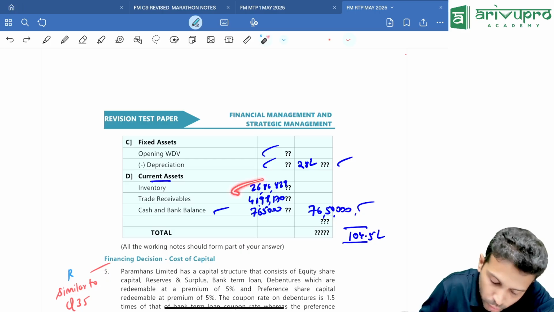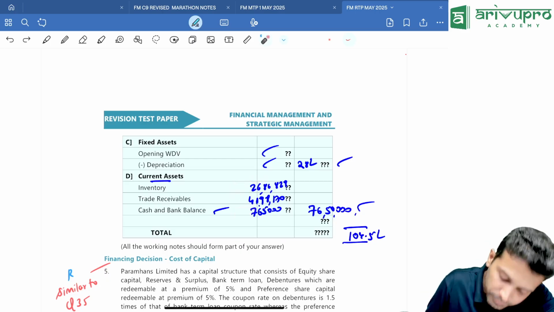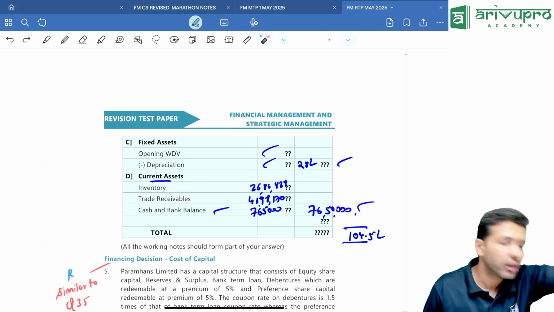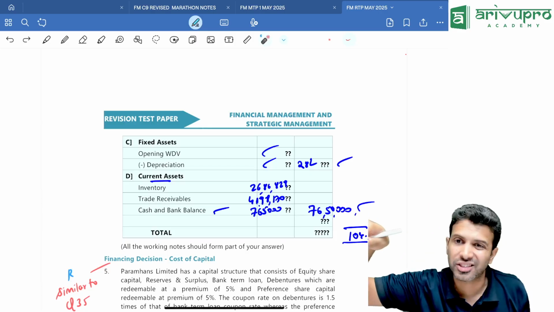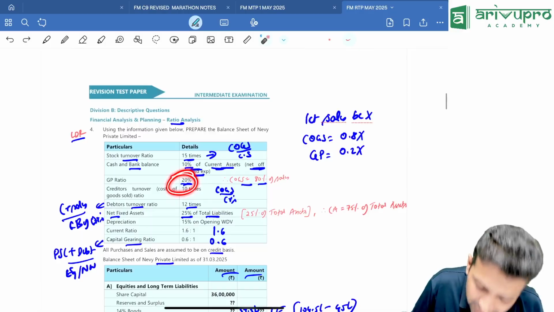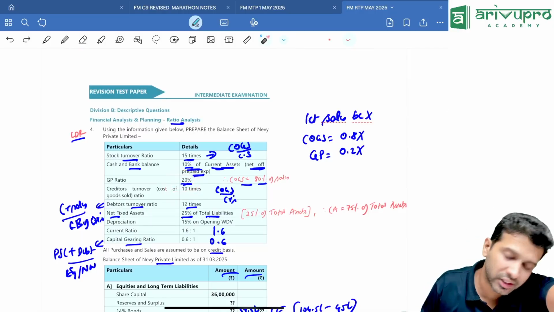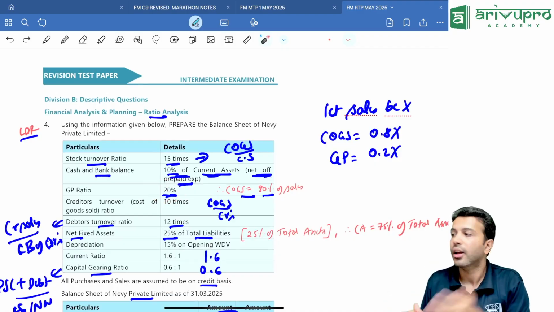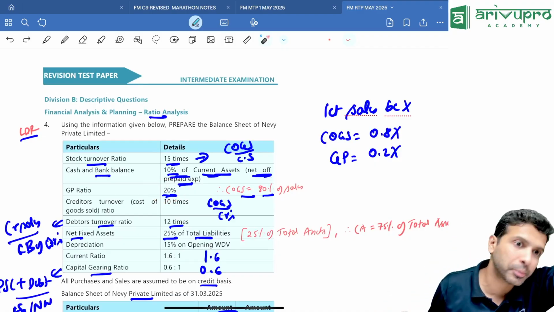This one we already found. In fact, cash and bank balance we already found. Inventory and receivables were not given. They had given no information. Hence, we assumed the sales to be X. We assumed the sales to be X. They told GP in the problem to be 20% of sales. Sir, if GP is 20% of sales, it means COGS will be 80% of sales. Now you will get closing stock in X terminology.